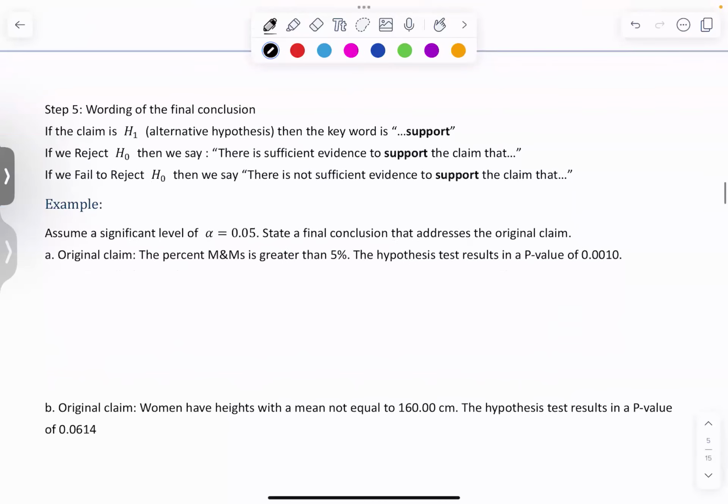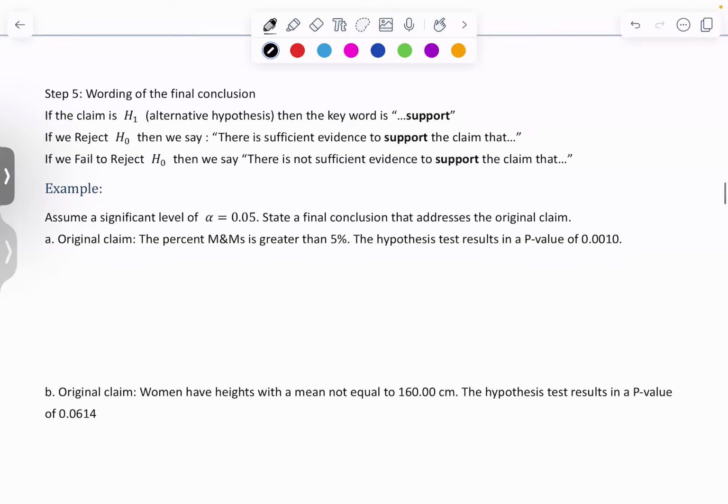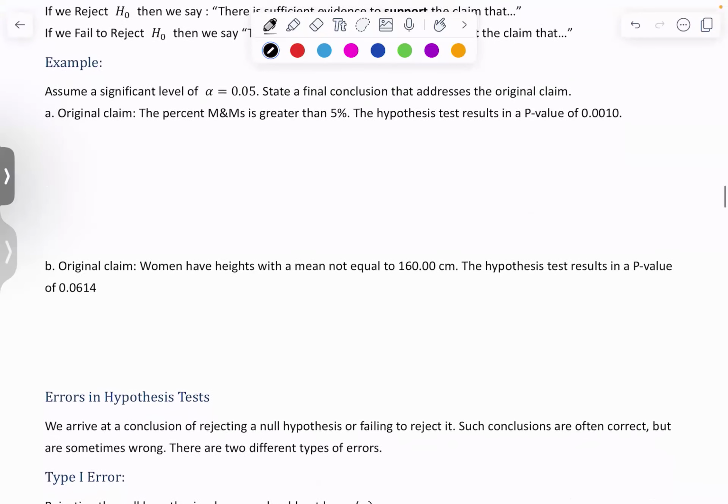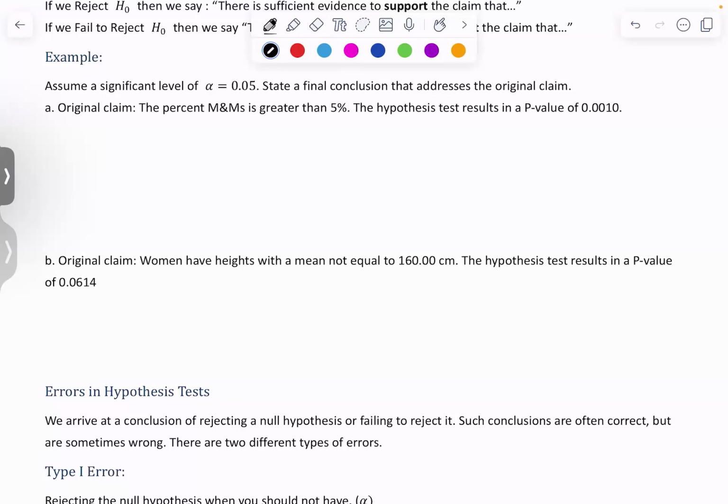If the claim is the alternative hypothesis, oh no. So I tried to make it so that the claim is always the alternative hypothesis. And we're not going to worry about that wording for now. We are going to just end with reject or fail to reject the null hypothesis.